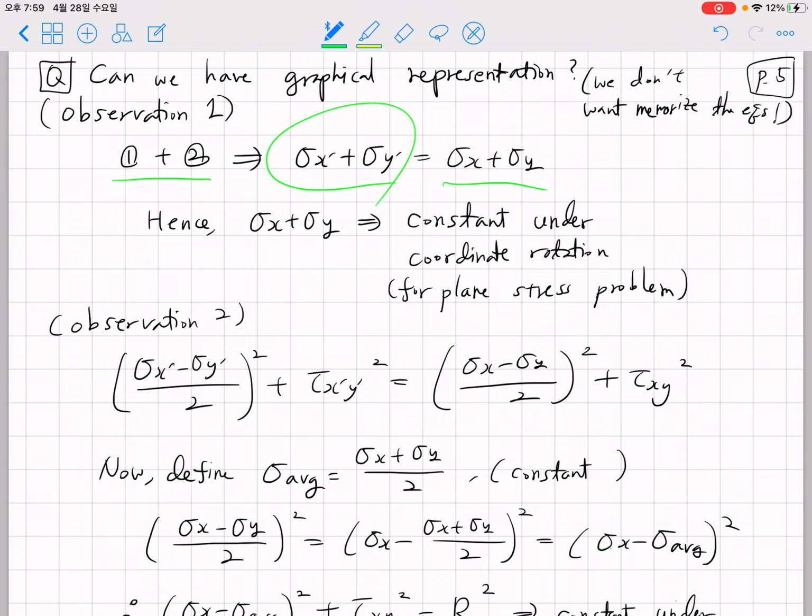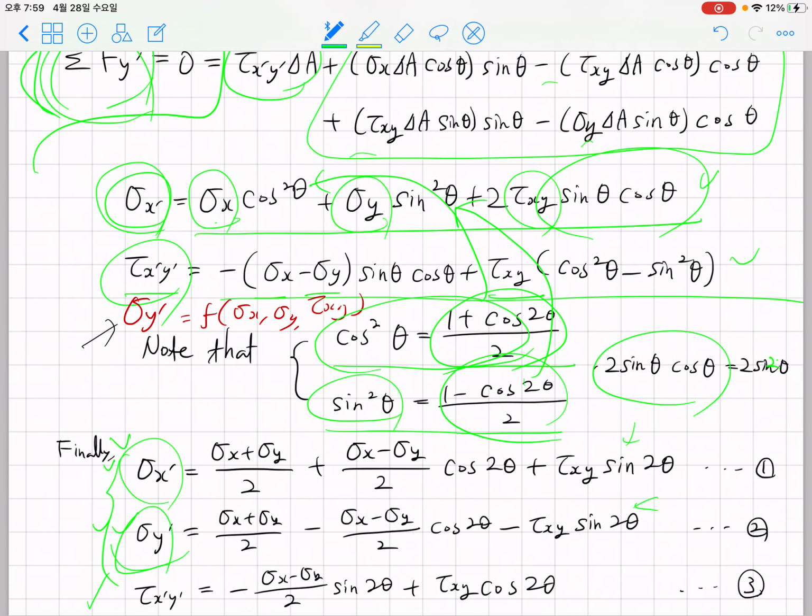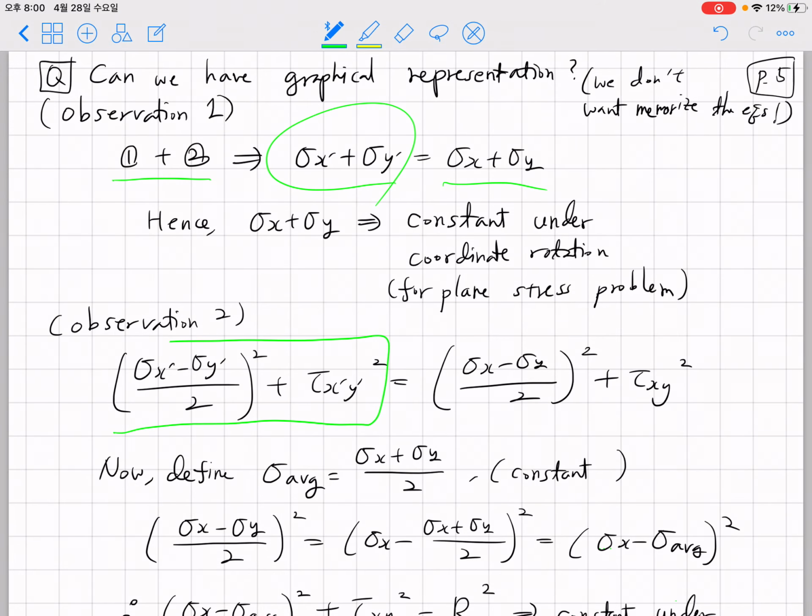And the second observation we can make is a little bit complex. If you subtract the second equation from the first equation, divide that by 2 and take the square, and also take the square of the third equation, and consider this on the left hand side, and after massaging this equation, I'm going to leave this to you because it's a tedious job, and you can confirm this by yourself. I don't want you to follow this tedious job in this video lecture. What you're going to find is that it will have the same value as for the original xy coordinate system.